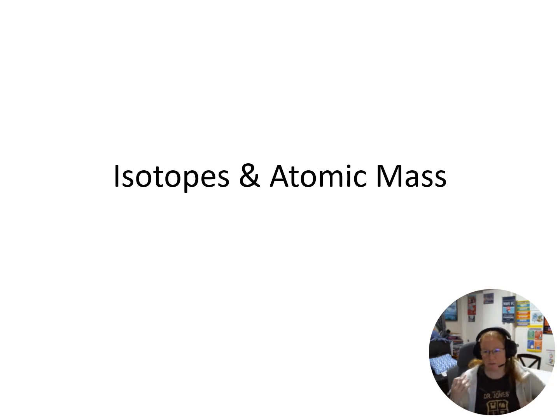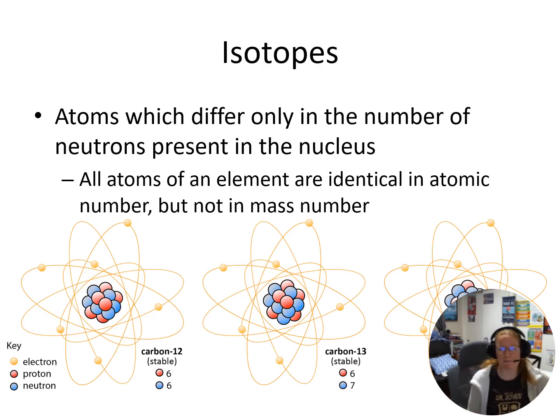All right, let's take a review of isotopes and how we calculate atomic mass. Remember, isotopes differ only in their neutrons. If I change the protons, I change the element, but if I change the number of neutrons, I just have a different isotope. So atoms of an element are identical in atomic number, but not in mass number.